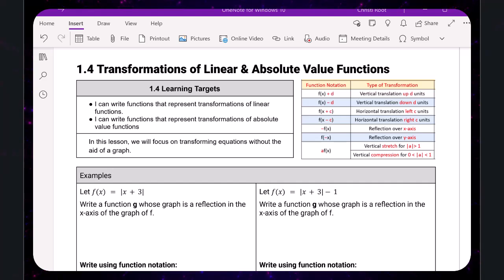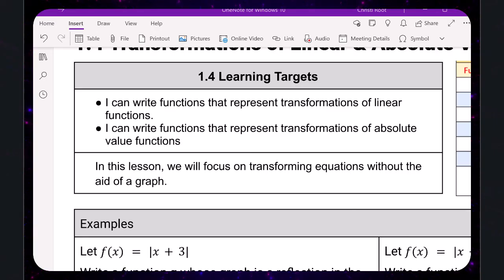Hello everyone and welcome. This is the video for lesson 1-4 from the Algebra 2 book, Big Ideas, and it's transformations of linear and absolute value functions. All right, let's take a look at our learning targets for this lesson. They're pretty much the same, except you're going to write functions that represent transformations of linear and absolute value functions, and I might throw in a quadratic just for fun.